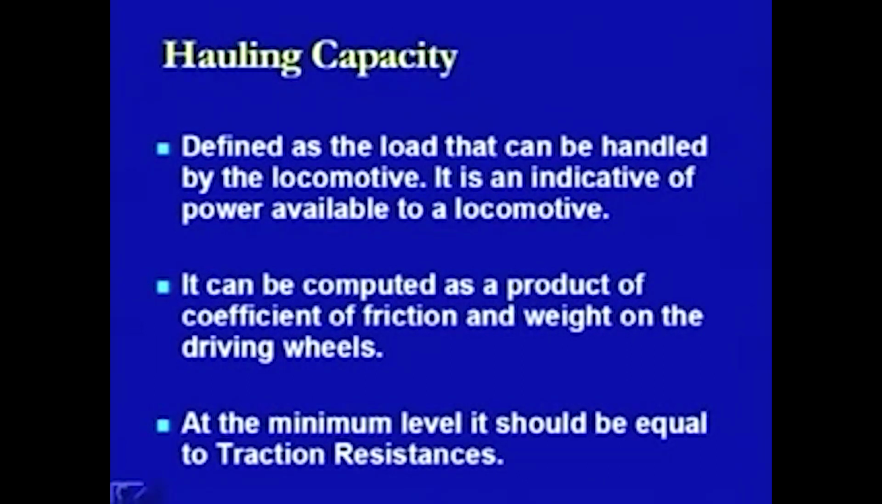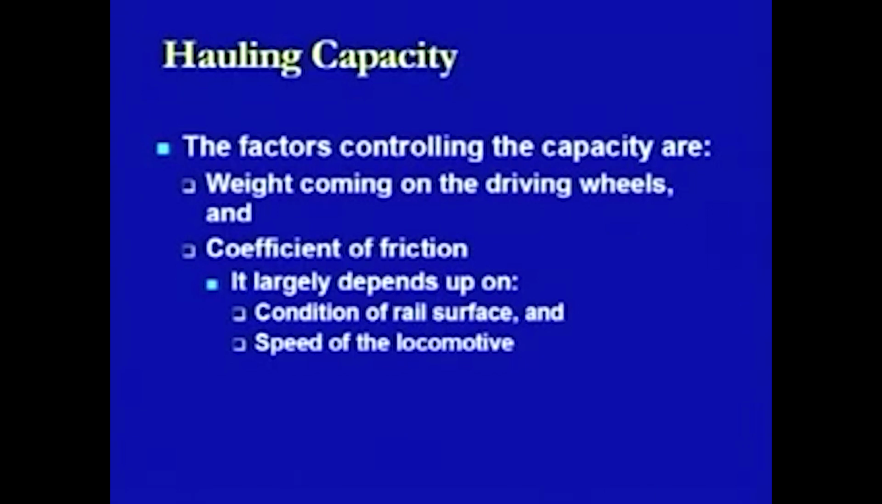Another thing is at the minimum level it has to be equal to the tractive resistances which have been offered to the movement, that is what we have seen previously as RT1 plus RT2 plus RSA plus RW. Now, the factors which are controlling the capacity are the weight which is coming on the driving wheels and the coefficient of friction. Now, this coefficient of friction is going to be governed by the movement of the train and the interaction of the wheels with the flanges with the rail. So, there are two things which are there. One is the condition of the rail surface, another is the speed of the locomotive.